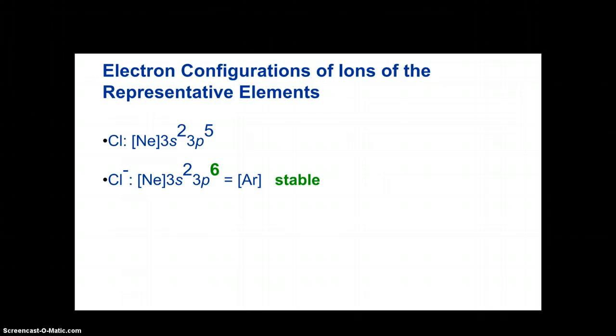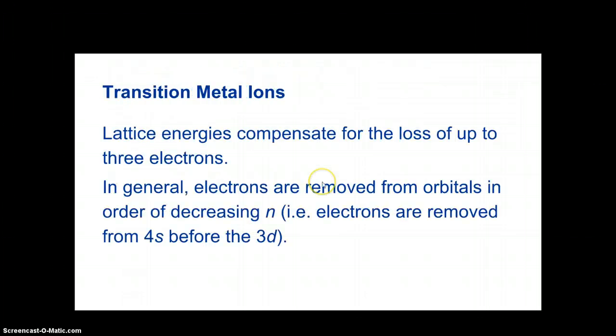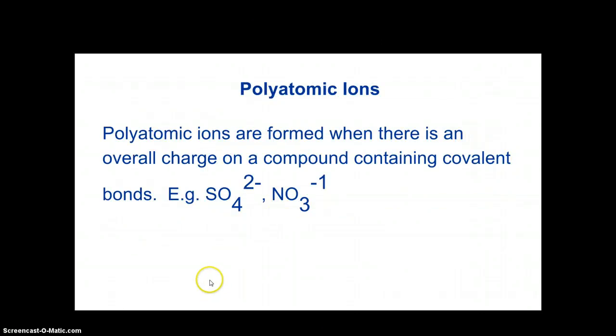And one last quick one here, and this is all review stuff, and that's transition metal ions. What these are going to do is the lattice energies compensate for the loss of up to 3 electrons, and these lose their electrons generally from the 4s, the s orbitals, before they dip into the d. If they lose more than 2, it'll definitely lose from the d orbital itself.